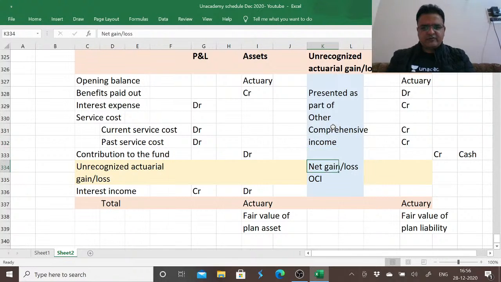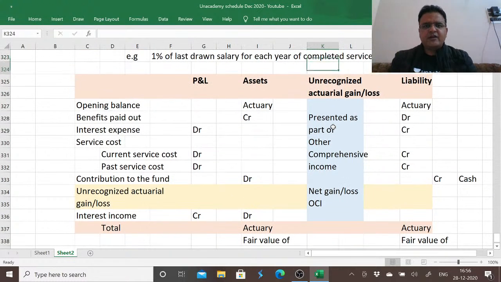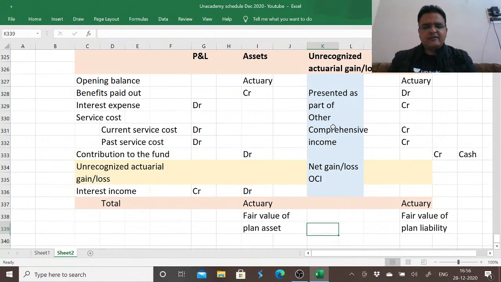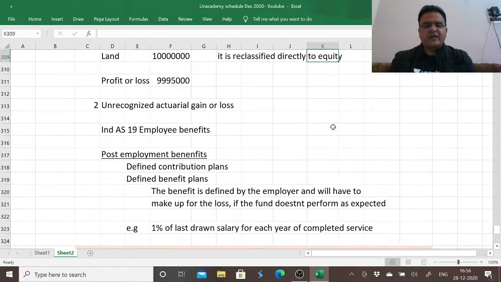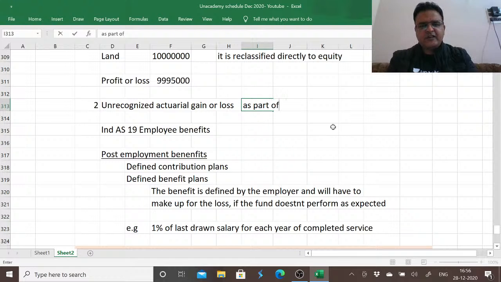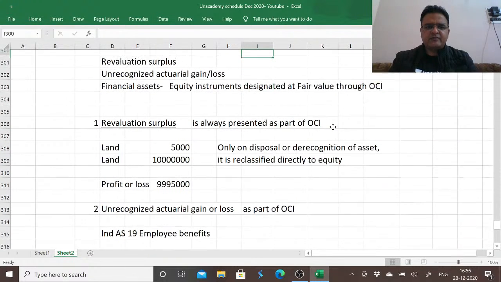We'll present it as part of OCI. This is the second item, which could not be recorded or recognized throughout the year. It was calculated by the end of the year and is unpredictable. This unrealized gain or loss, known as unrecognized actuarial gain or loss, is presented as part of OCI, and this is also never reclassified to P&L. Hope it makes sense why these two items are never reclassified to P&L.